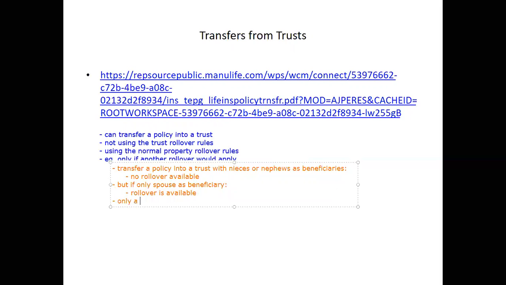And if only a child is beneficiary, then a rollover is available. Okay, and the question, which is really a question for the accountant anyways, is only what provision of the Income Tax Act am I using to achieve that rollover? So I've given you the link here. You can go read that particular RepSource document from Manulife. I find these are good documents that are usually publicly available. Sometimes Manulife sneaks them behind a firewall for a time, but somehow they always come out.